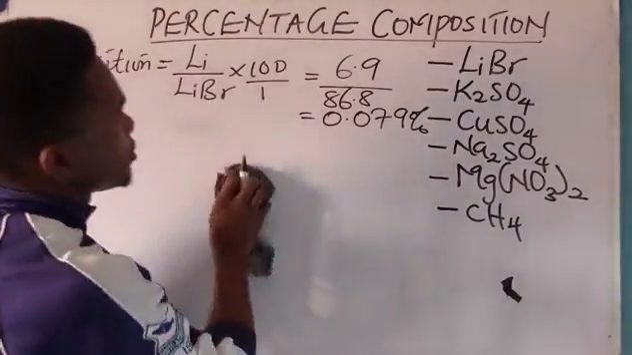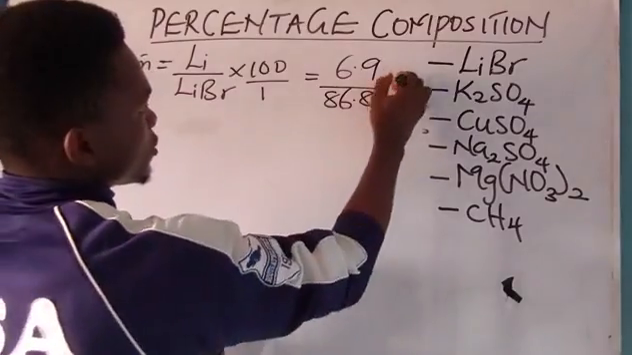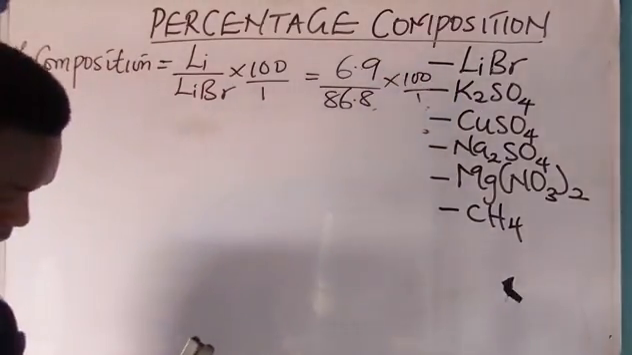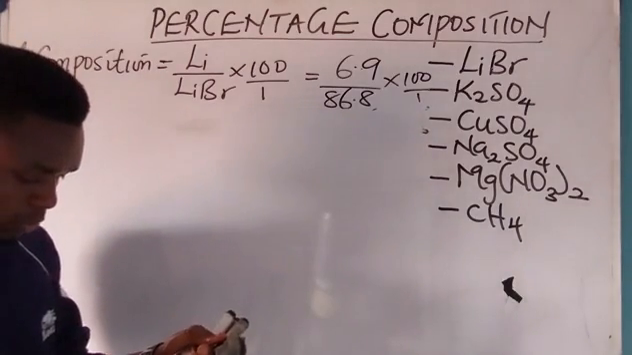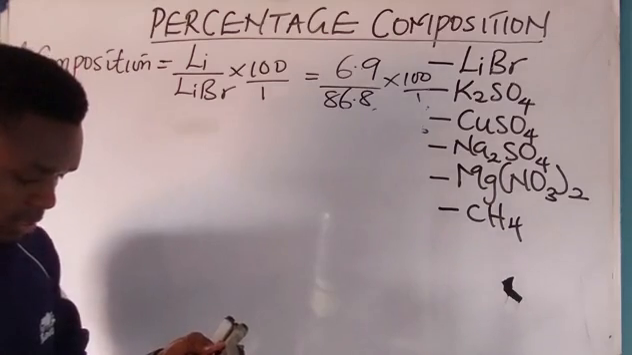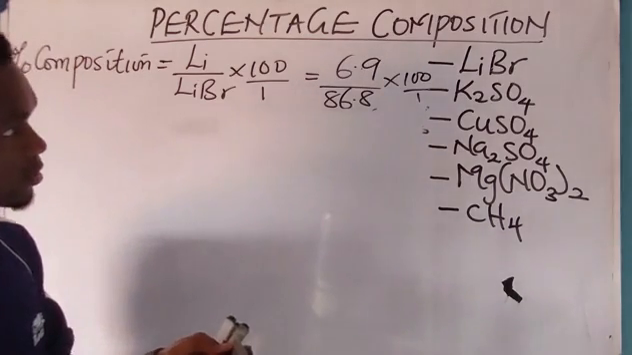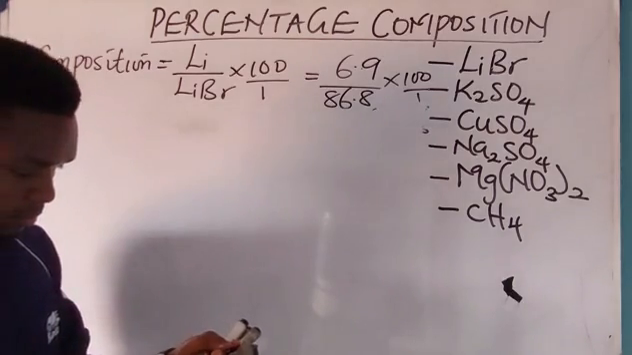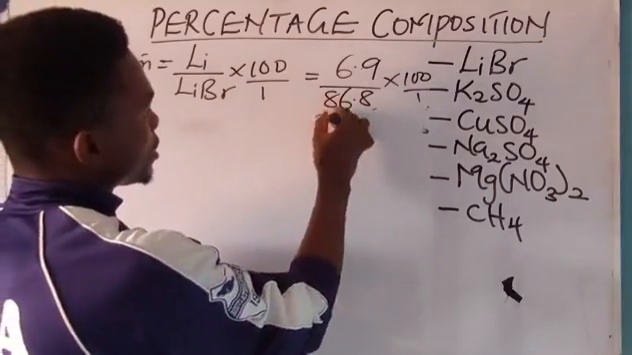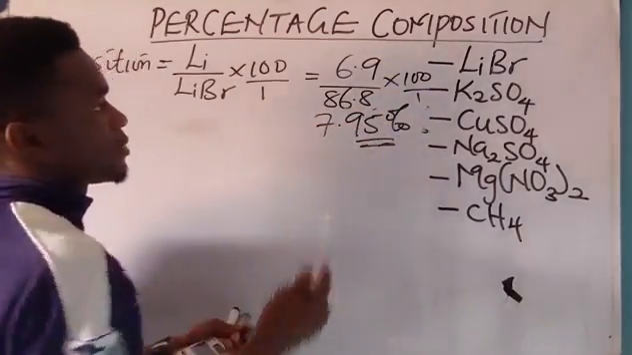No, 100 is there. No, you don't do it that way. Then times 100 over 1, yeah. So 6.9 times 100, I have 690. So 690 divided by 86.8, I have 7.95 approximately. That is lithium.